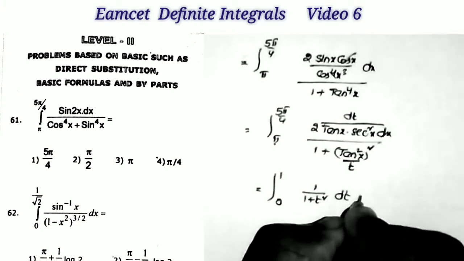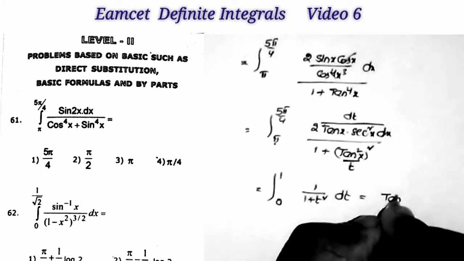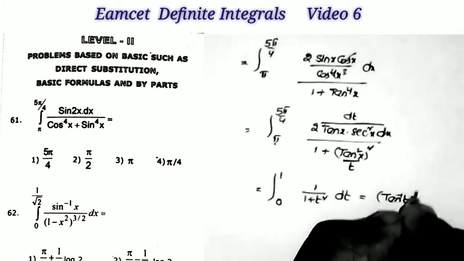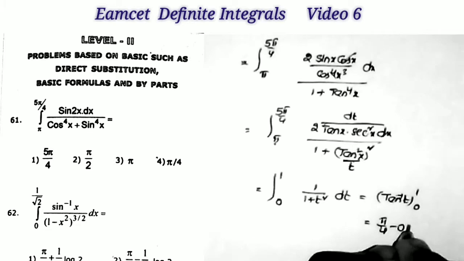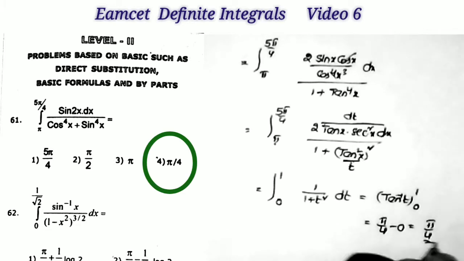What is the integration of 1 by 1 plus t square? Tan inverse t, where the limits are 0 to 1. So what is the answer? Tan inverse 1 is equal to pi by 4. Tan inverse 0 is equal to 0. Therefore the answer is pi by 4 and that is the last option.